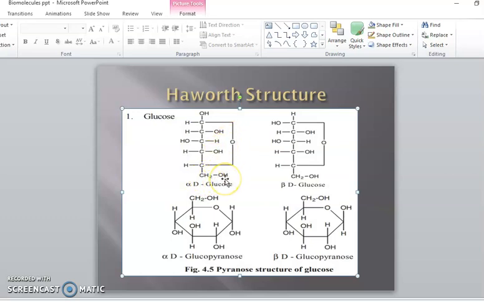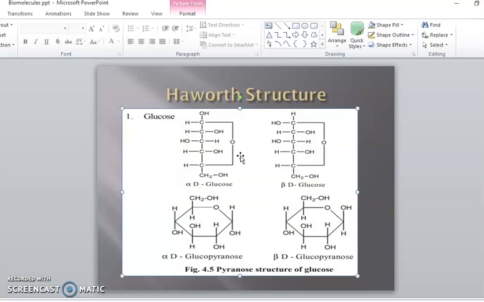Then on these horizontal lines, on the third carbon, on the right side you put H. On all other carbons it is OH. Then from the fifth carbon to the first carbon, you give a glycosidic linkage like this. So this will give you the hemiacetal structure of your glucose, alpha D glucose.